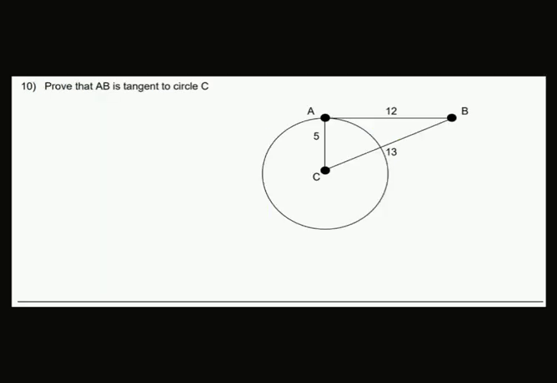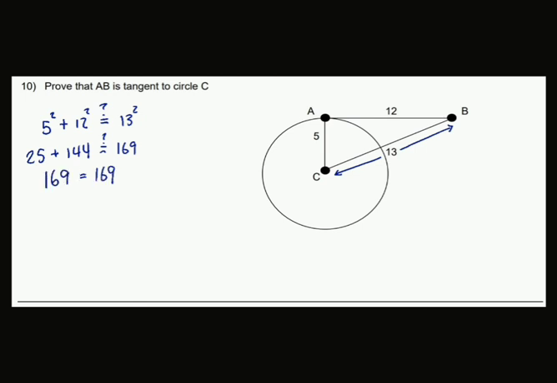Now we're looking to prove that AB is tangent to circle C. Just for clarification, 13 goes from C all the way to B. For angle A to be a right angle, we need to have a right triangle formed, which means 5 squared plus 12 squared needs to equal 13 squared. In case we didn't notice, there was a Pythagorean triplet. 5 squared is 25, 12 squared is 144, 13 squared is 169. 25 plus 144 is 169, and it turns out 169 is equal to 169.